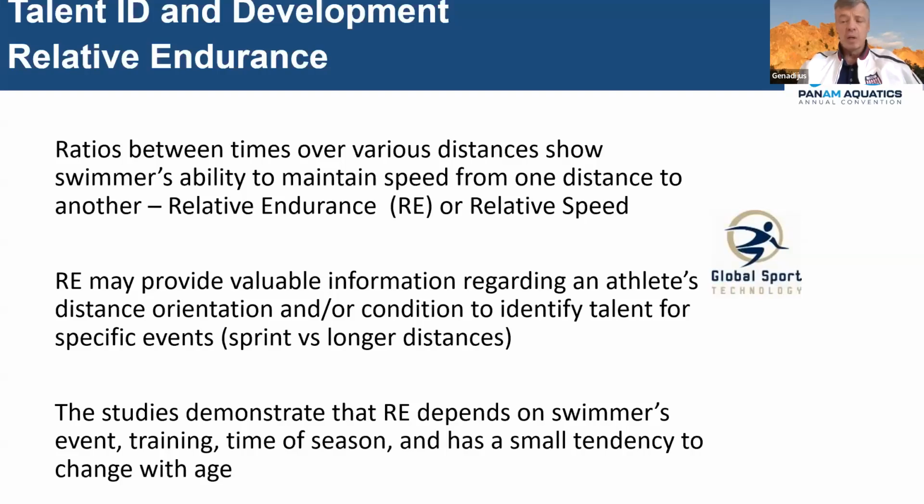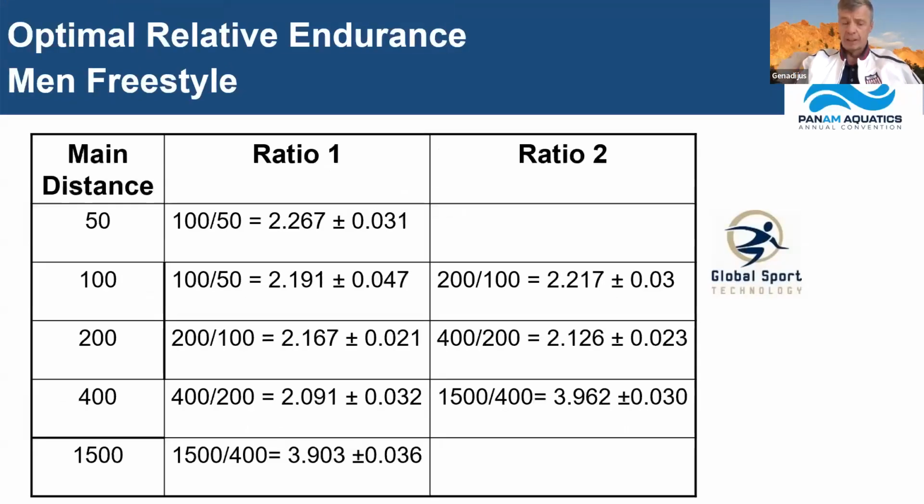Relative endurance can answer this question for you, but it can also tell you what kind of training you need to do based on that. Because relative endurance, or ratio between times, is optimal for various events. Sprinters have higher ratios between times because they're not maintaining speed so well from shorter to longer distance. And distance swimmers have a smaller ratio between times. Let's look at that first with examples from elite level swimmers.